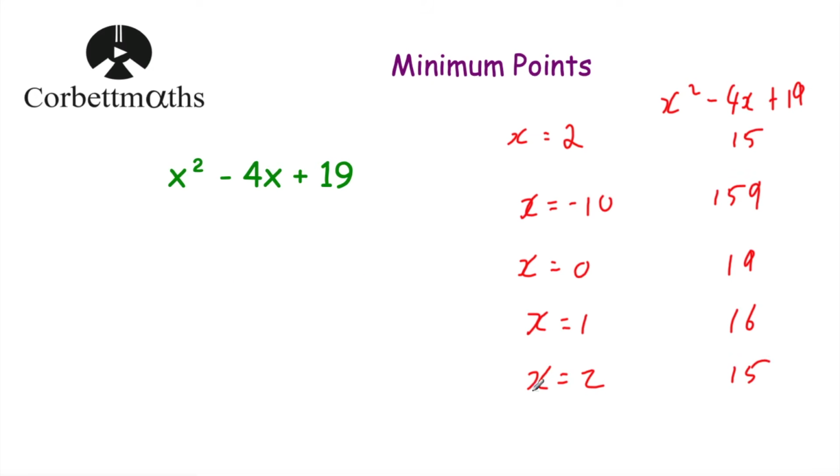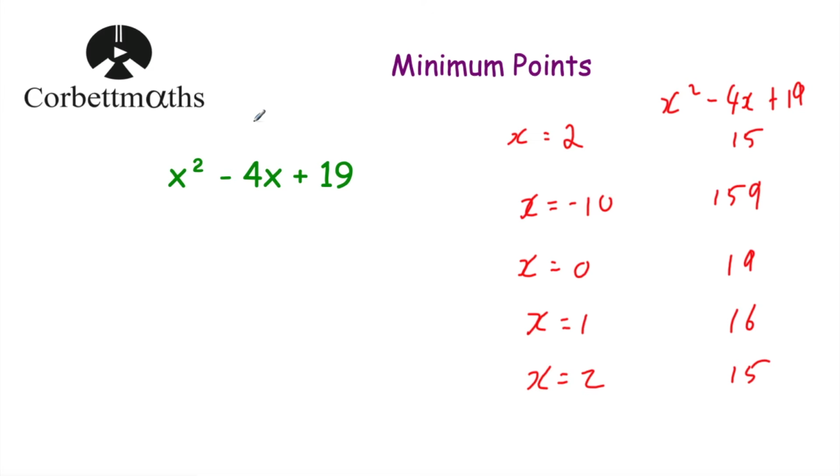If we were to try 3, we would find that we get an answer of 16, so it's going back up. And if we were to try decimal numbers, such as 1.9 or 2.1, none of them are as low as 15. So 15 is the minimum value for that expression. It's the lowest possible value we can get when we substitute in a value for x.